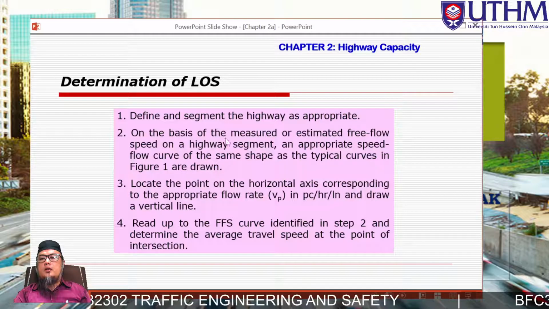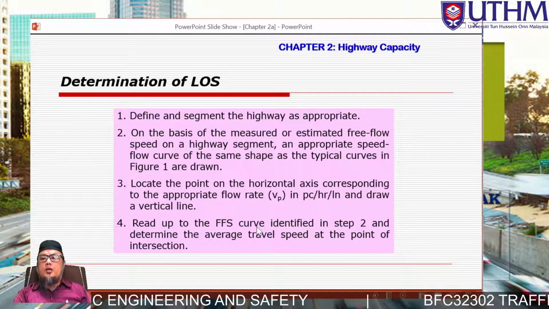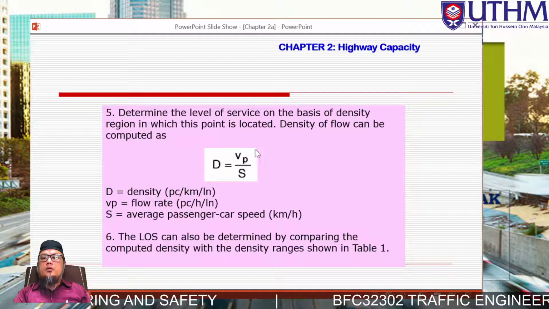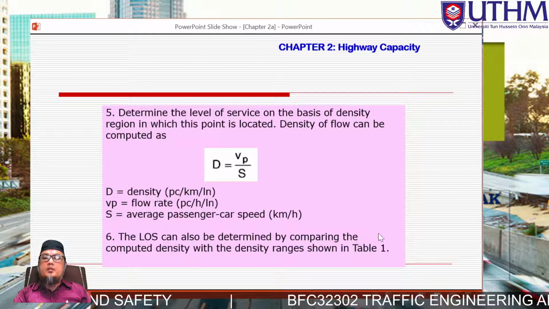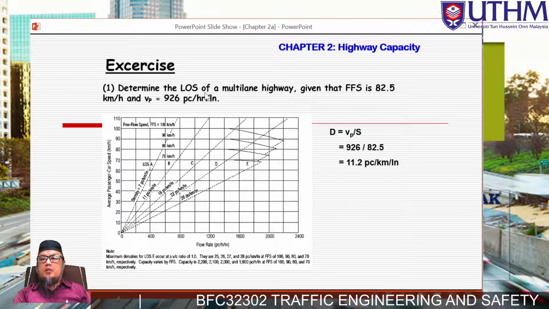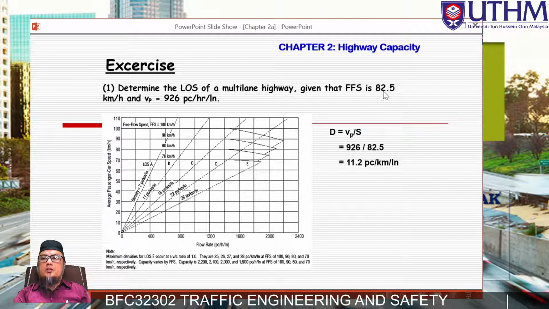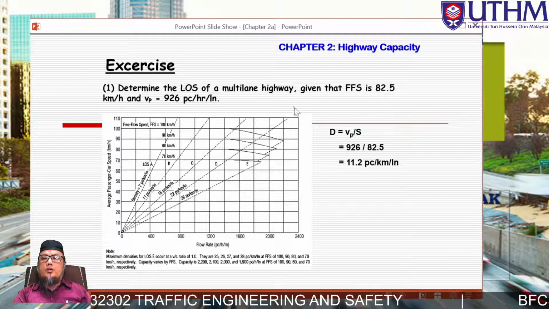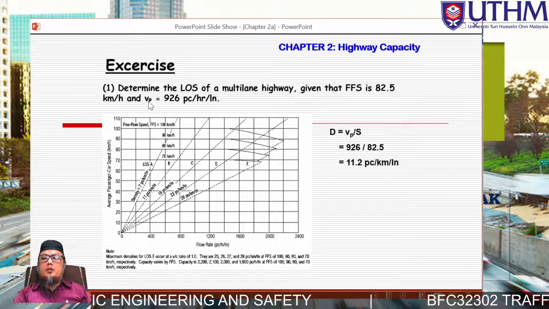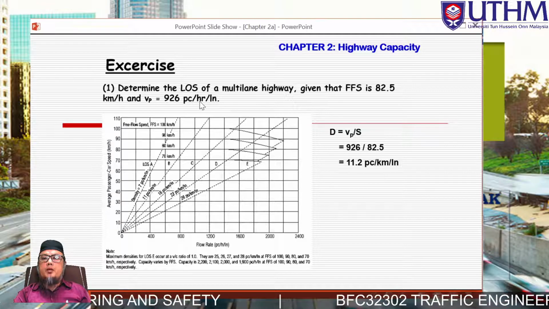We can measure the free flow speed, then we can know the volume, and from there we can plot it on the graph. Then we can determine the density. From this value, we can refer to the level of service table. Okay, let's do some exercise. Determine the level of service of a multilane highway given FFS of 82.5 km per hour, and the VP, the adjusted volume, is 926 passenger cars per hour per lane.